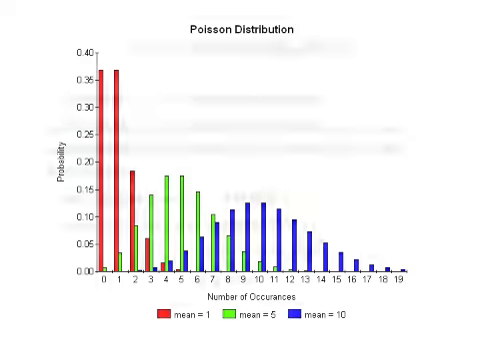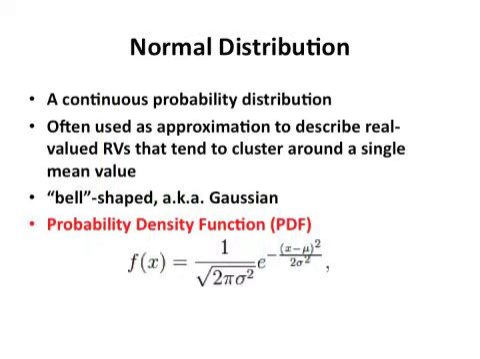And the third important one, we already know it. It's the normal distribution, invented by Gauss. Gauss is another French mathematician.